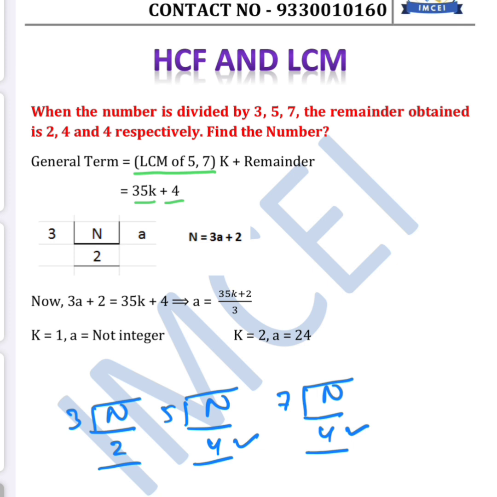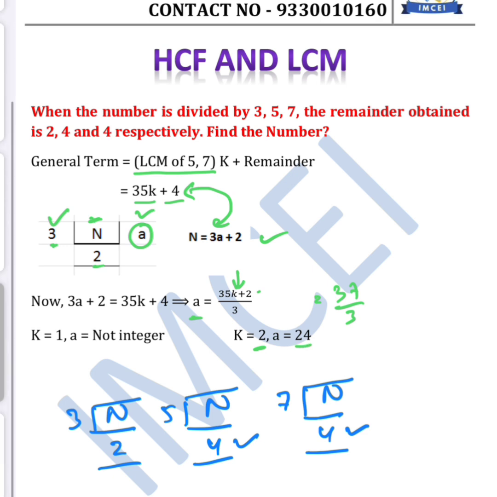Now only the first number is left. When the number is divided by 3, let us consider the quotient is a. So n equals divisor into quotient plus remainder, which is 3a plus 2. So if we equate these two numbers, we get a equals to (35k plus 2) by 3. Now if I put k equals to 1, we'll get 37 by 3, which is not an integer. Now we put k equals to 2 and we'll get a equals to 24.